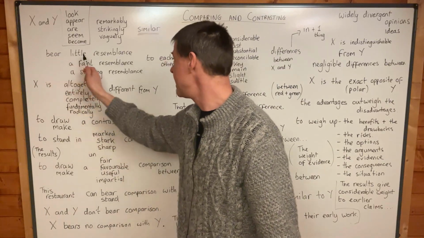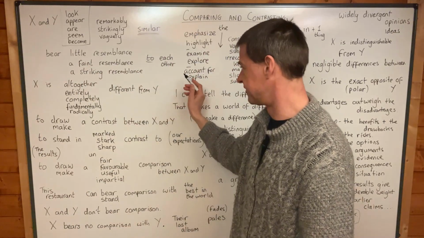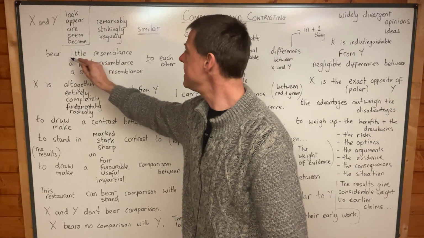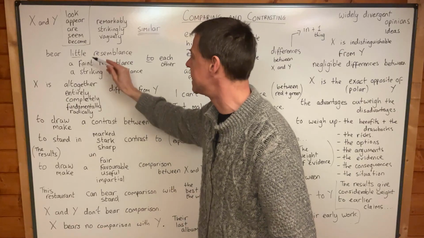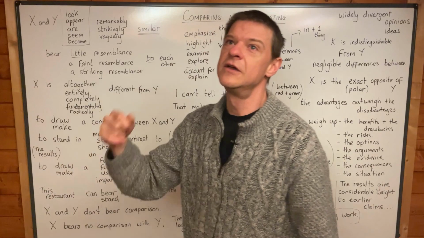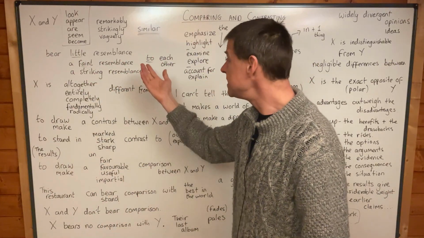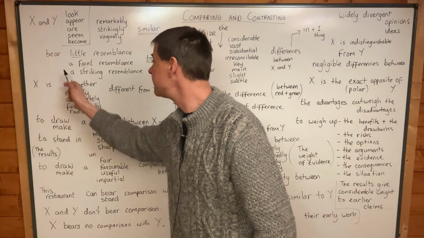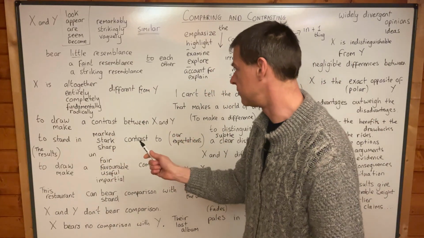Okay, we also have bear little resemblance to something, bear a faint resemblance to something, bear a striking resemblance to something. And again, a little resemblance, a faint resemblance, these two mean slight, a little bit similar. So if your uncle bears a faint resemblance to you, that means that he looks a little bit like you, but not very much like you. If he bears a striking resemblance to you, that means he looks exactly like you, okay?